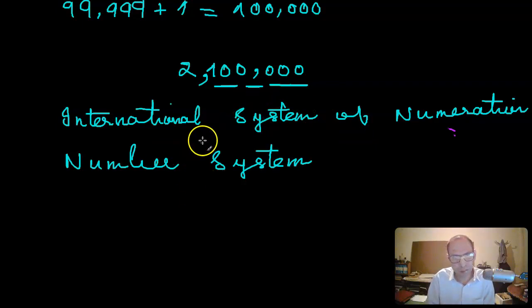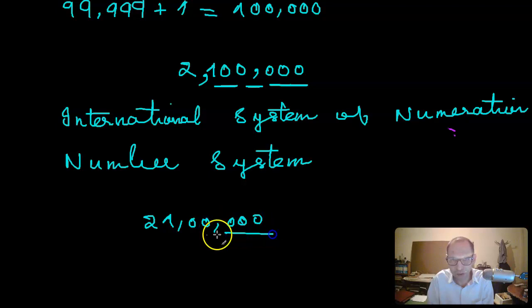Now, in some countries that follow the International System of Numeration, for example, this number is written this way, so 2,100,000. If you go to India, the same number would be written this way. So you have 3 digits here, 2 digits here, 2 digits here. Whereas in the International System of Numeration, you have 1 digit here, 3 digits here, and 3 digits here. If you go to Germany, the same number would be written as 2.100.000.